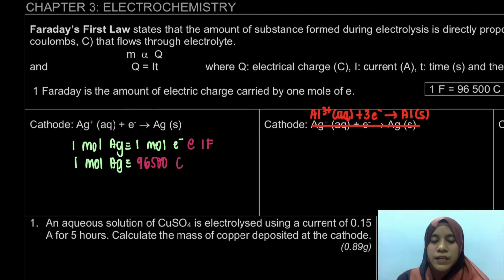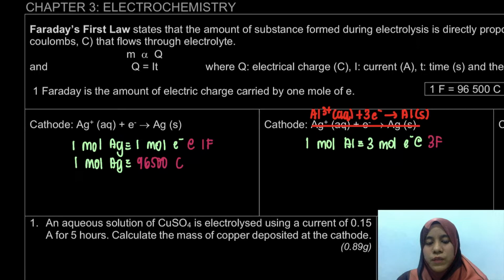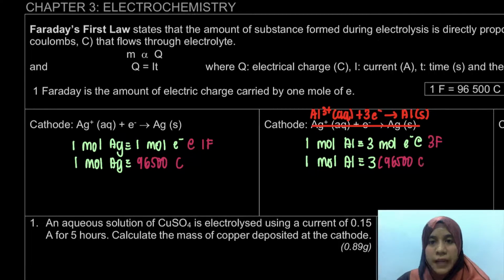Let's look at the second example. 1 mole of aluminium needs 3 moles of electrons or 3F. So we know that 1 mole of aluminium is equal to 3 times 96 500 coulomb. I want the end result to be in coulomb itself, because later the Q is in coulomb. So we get 289 500 coulomb. That is the answer for this one.